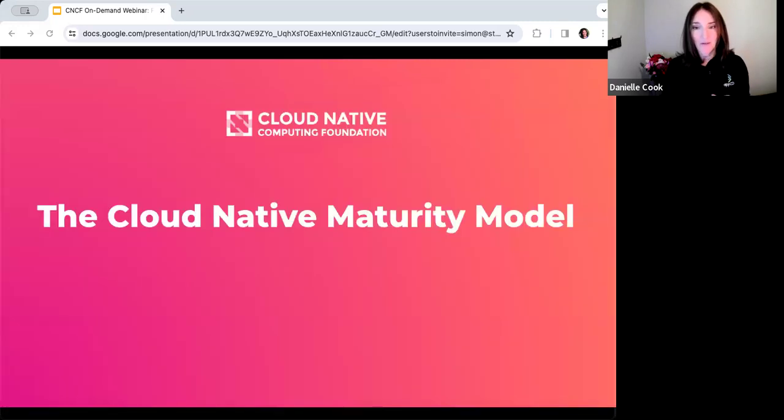We are going to take you through now a bit of the cloud native maturity model, and then we're going to work through a case study showing you some of the examples of the business value.